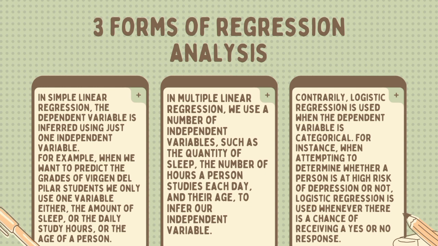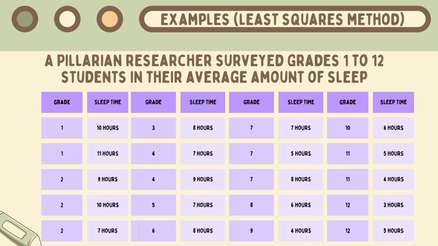Contrarily, logistic regression is used when the dependent variable is categorical. For instance, when attempting to determine whether a person is at high risk of depression or not, logistic regression is used whenever there is a chance of receiving a yes or no response. All of that, but today, we are only going to discuss simple linear regression.